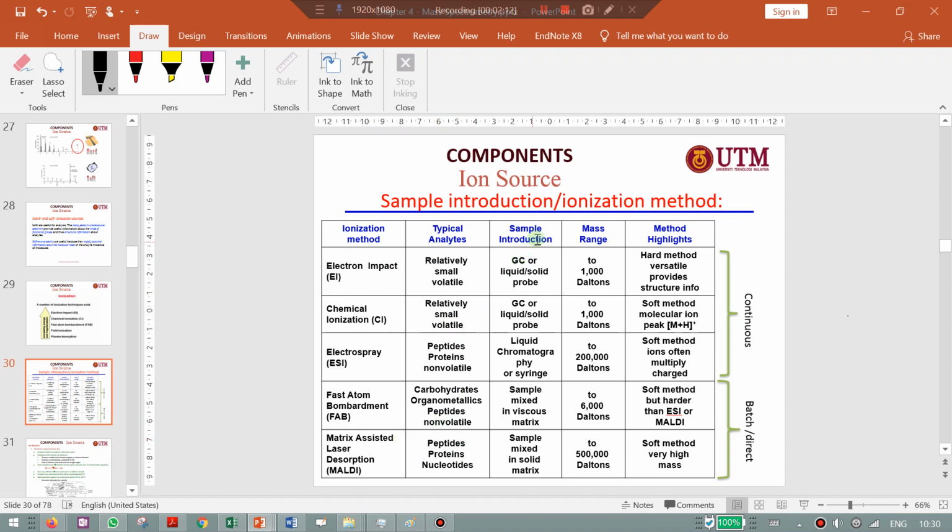For sample introduction, as we know, those three here are continuous. The first, electron impact and chemical ionization technique, is suitable for GC or liquid.